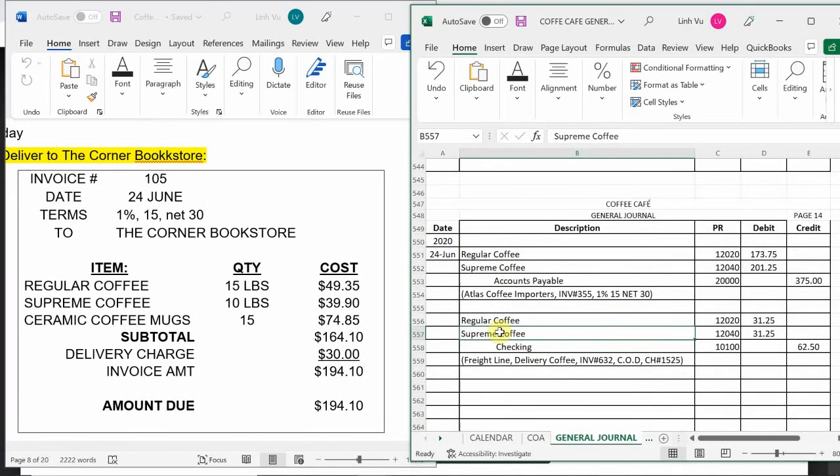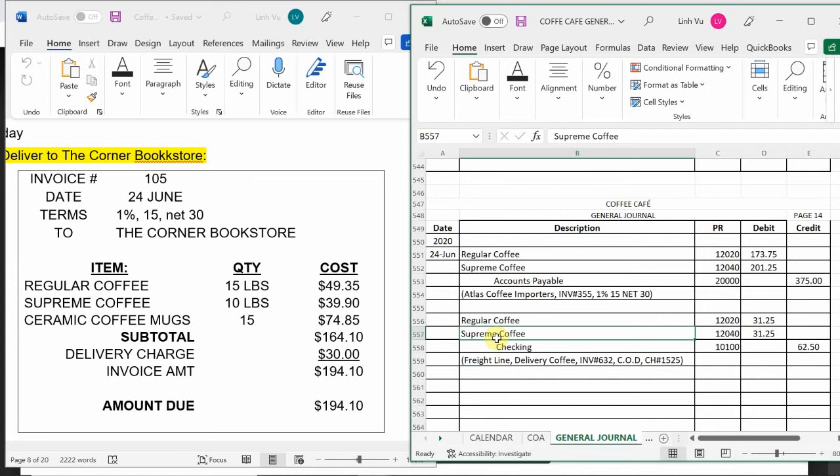How do I record that I need to sell regular, Supreme, and ceramic coffee mugs to the corner bookstore? You will put the regular coffee and supreme coffee. No, at least not yet. You'd be going into your accounts receivable. Good, correct. And then what else?